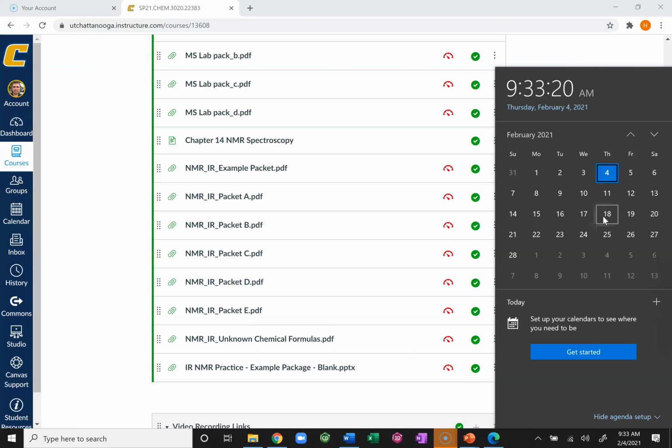So for the lab schedule, it says that the mass spec is due in lab. Is that a different mass spec package? Yes, that's a different package. I'm going to show you that. Basically, this week, all you have to do is solve NMR for the lab and for my class.